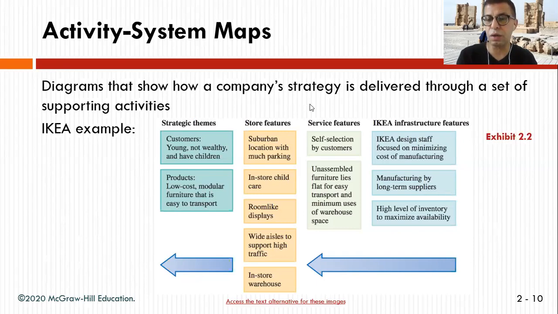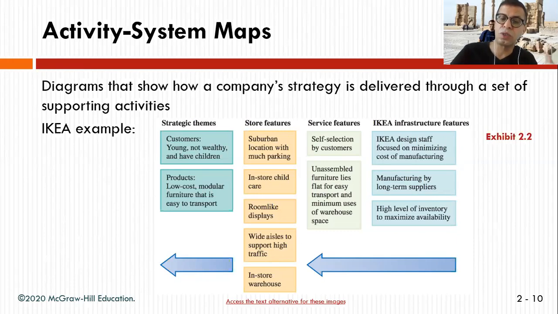So according to that, IKEA designed a staff focus on minimizing the cost of manufacturing, and in the field of infrastructure features, manufacturing by long-term suppliers and a high level of inventory to maximize availability. When it comes to the service feature, they provide self-selection by customer. So the customer will go and select their product, and unassembled furniture lies flat for easy transportation and minimizes use of warehousing space and transportation costs.